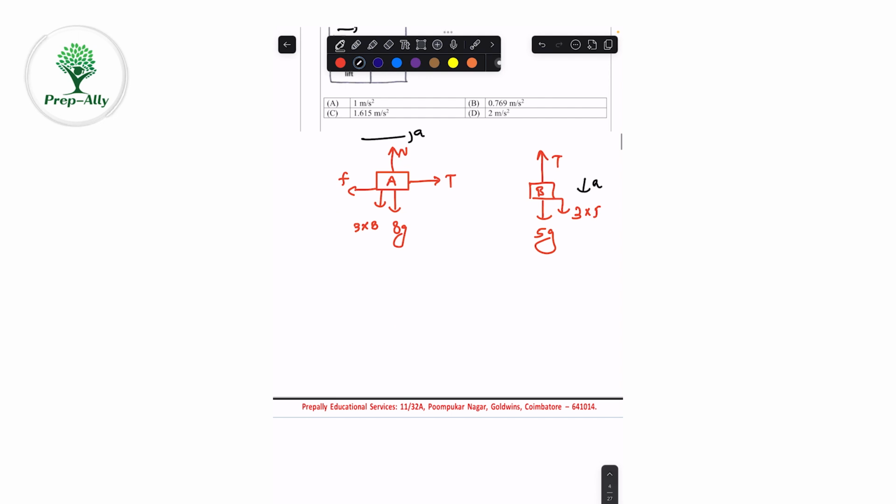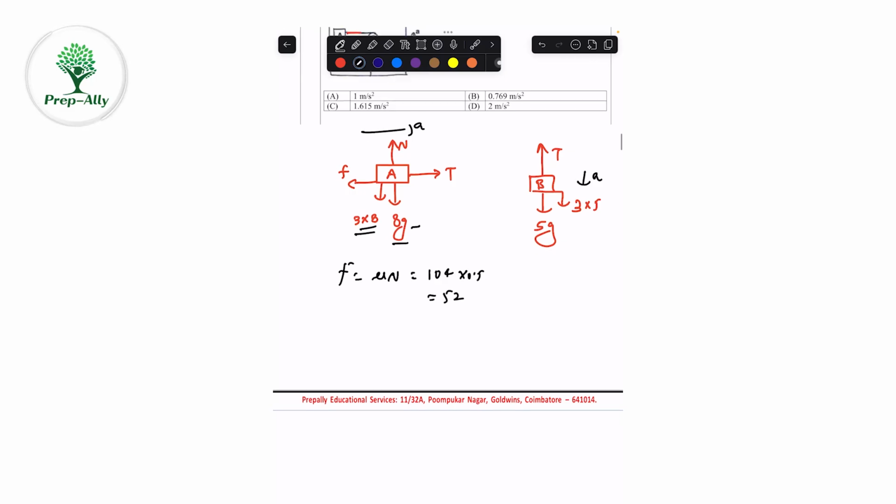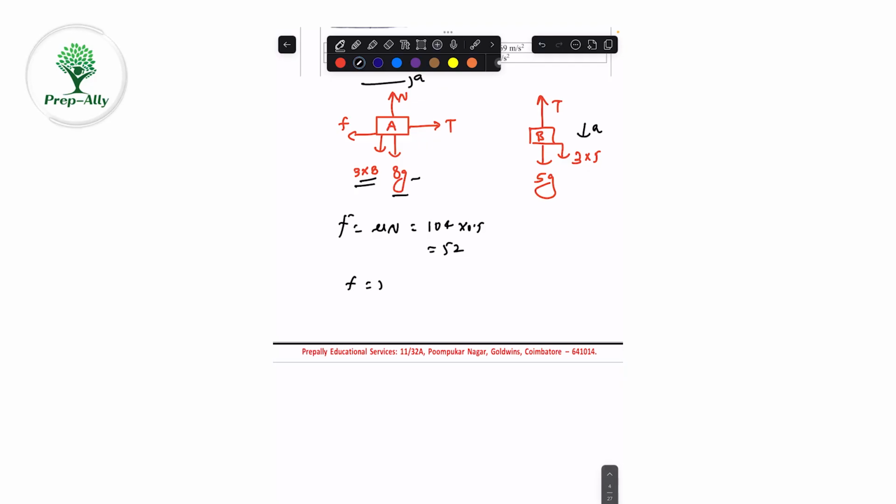Now writing the equation, obviously friction is equal to mu into N as it is moving, and N will be equal to this plus this, which is 80 plus 24, which is 104, into mu, which is 0.5, which is equal to 52. So we got our F is equal to 52 Newton.